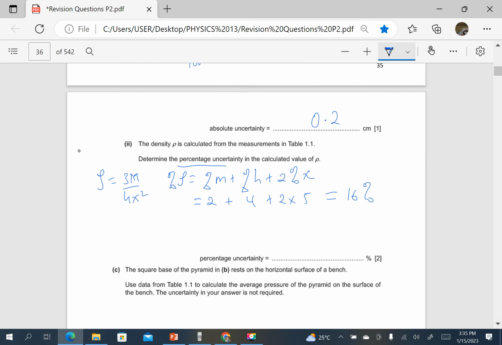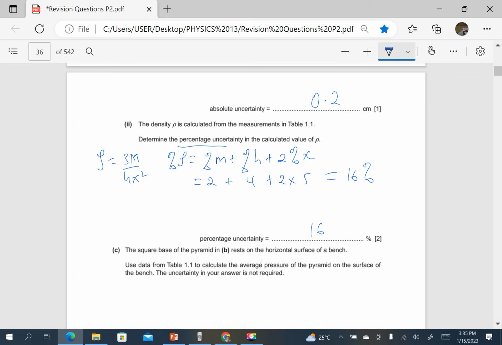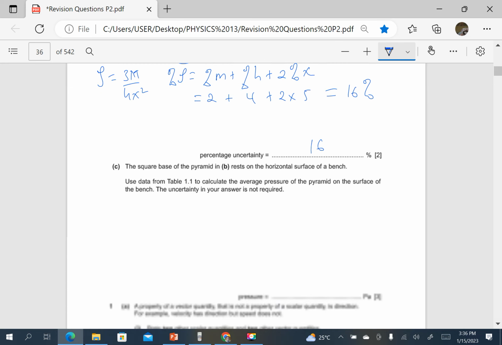So the percentage uncertainty is 16%. The square base of the pyramid in B rests on the horizontal surface of a bench. Use data from the figure to calculate the average pressure of the pyramid on the surface.